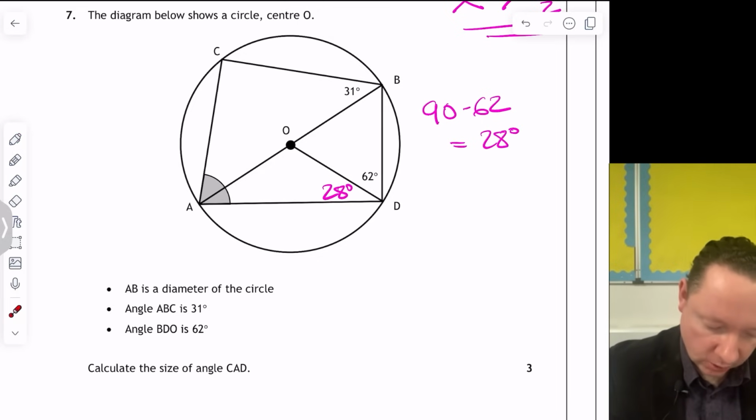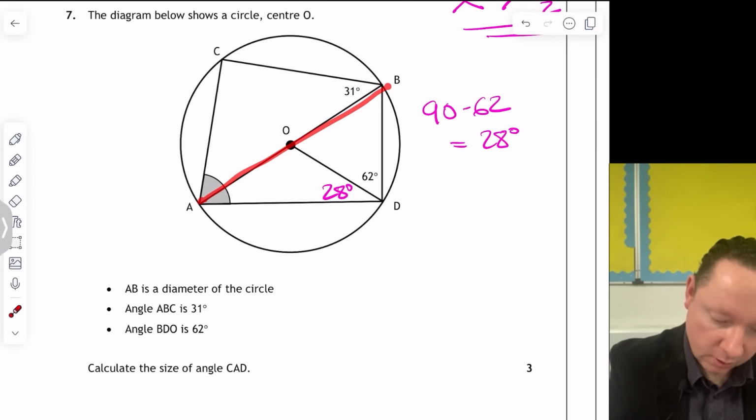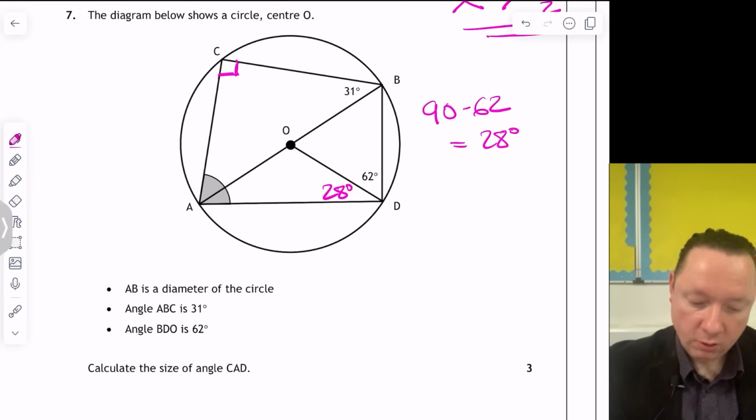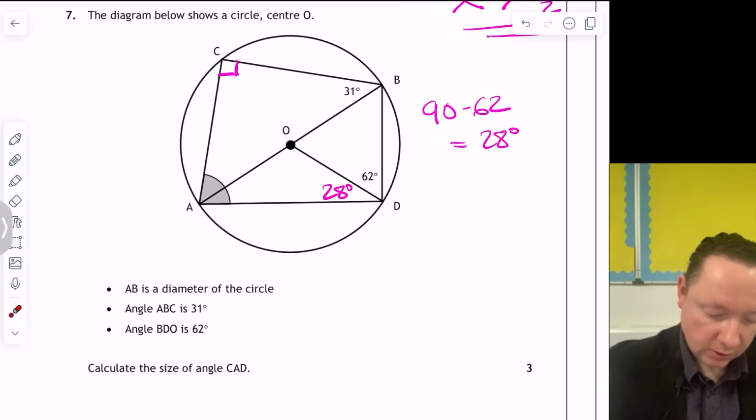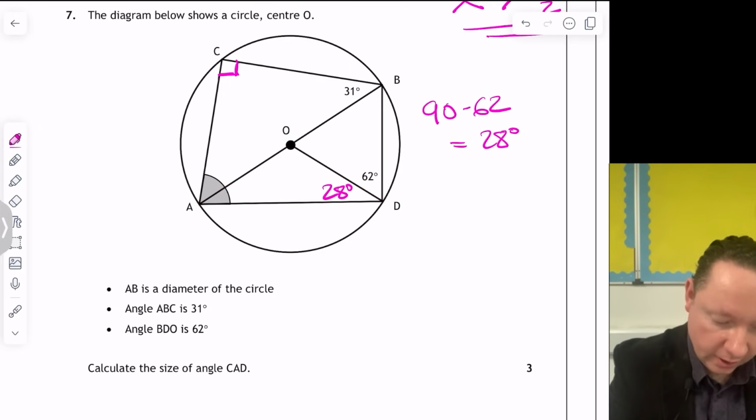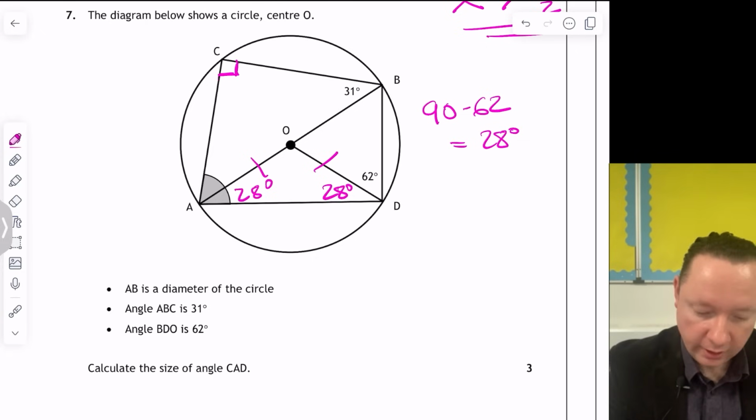I can already see as well diameter, right angle triangle, so I can see another right angle there, so I'll just note that one in. And now I'll use isosceles triangles. How do I know they're isosceles? Because if I've got a radius and a radius, then they've got two the same, so at the ends they're the same. So I can now see that since they're the same, I'll just put dashes on them. That is 28 down there.